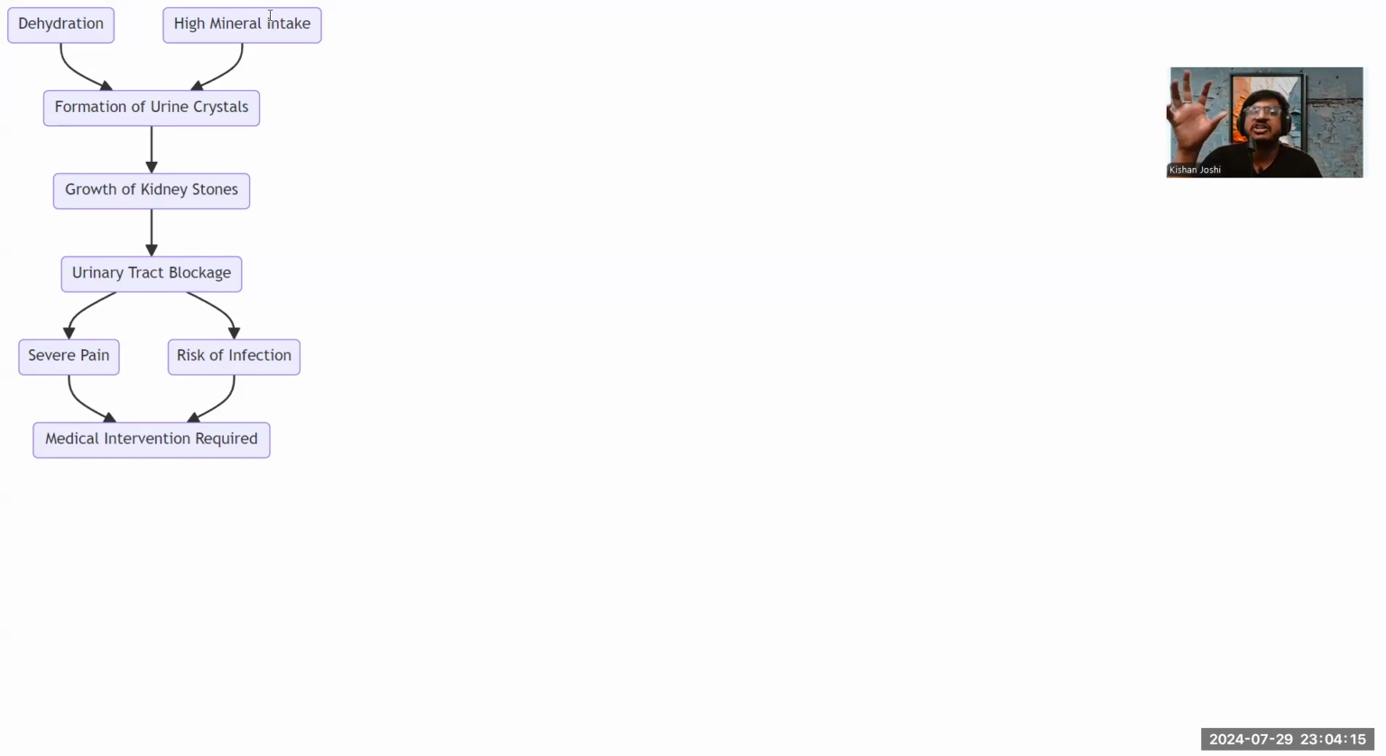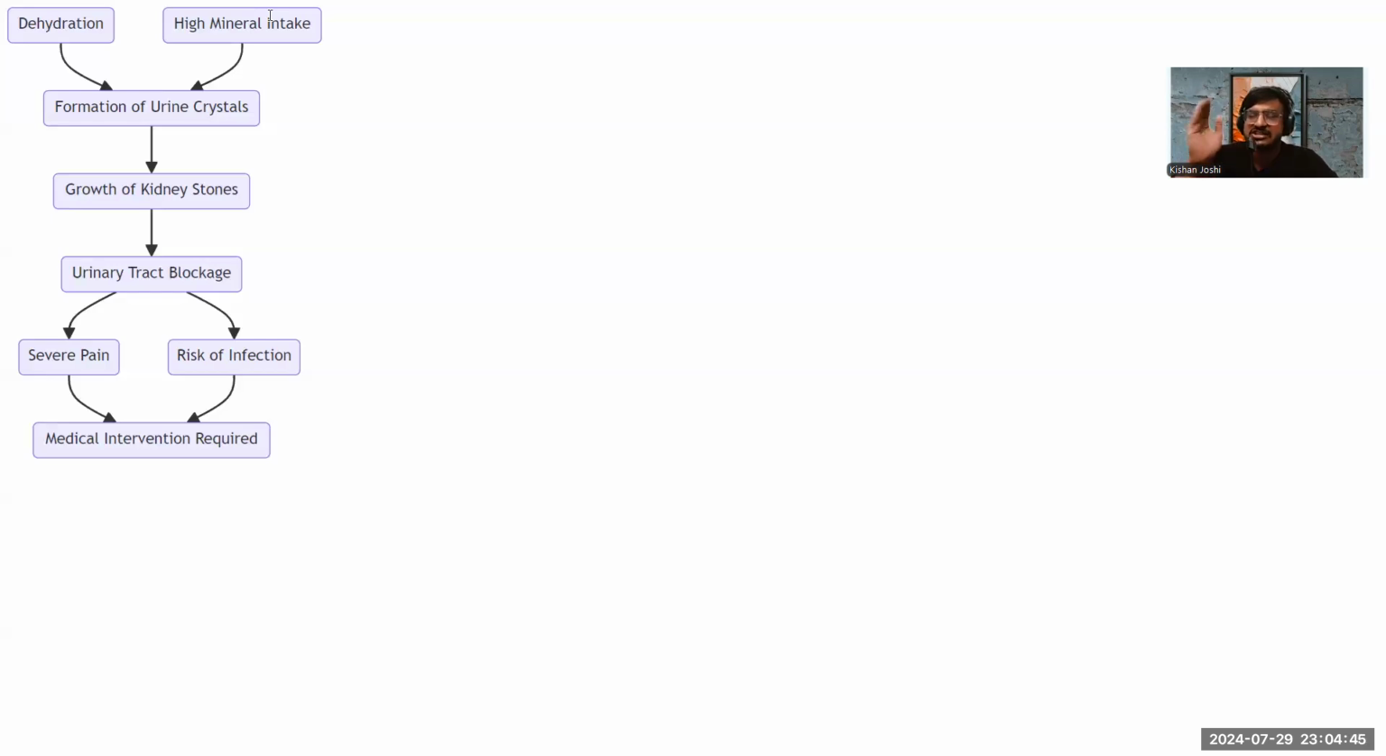So when dehydration and high mineral intake occur, the formation of urine crystals occurs. Because the formation of urine crystals occurs, the kidney stone grows. The kidney stone becomes more powerful and damages different areas of our kidney: urinary tract blockage, severe pain, risk of infection. Medical intervention is required in this case.